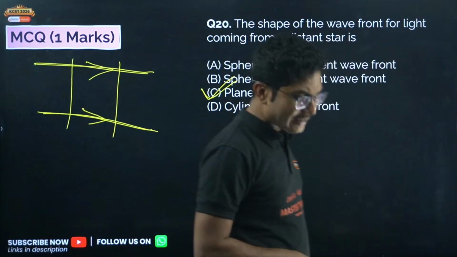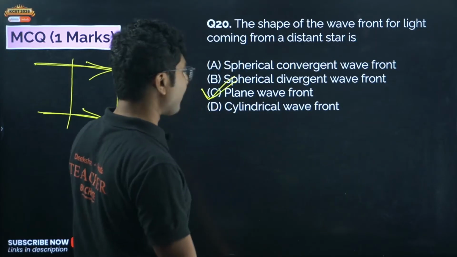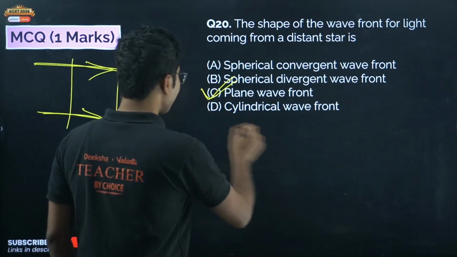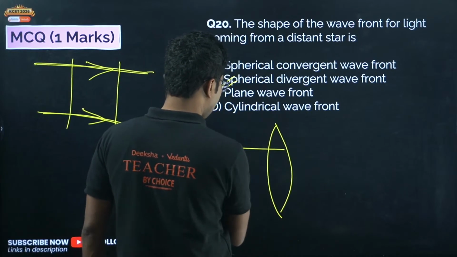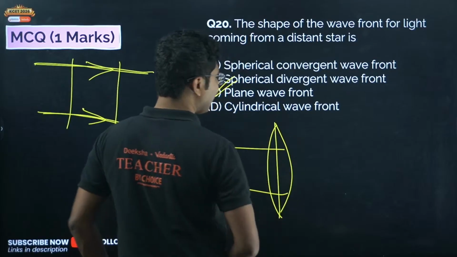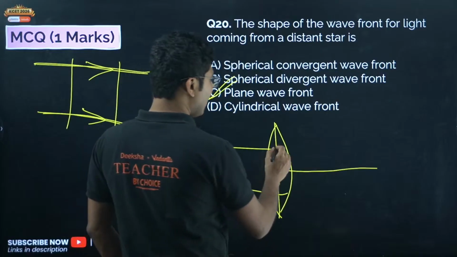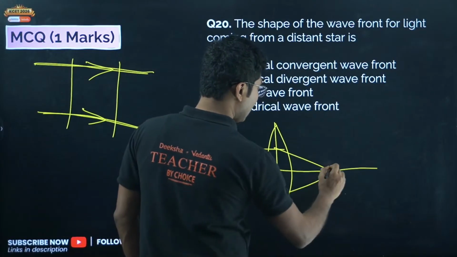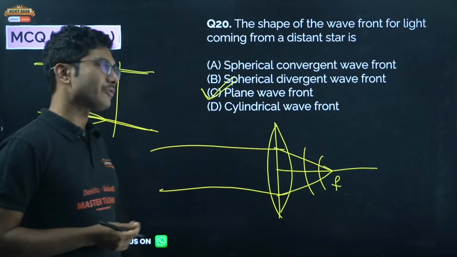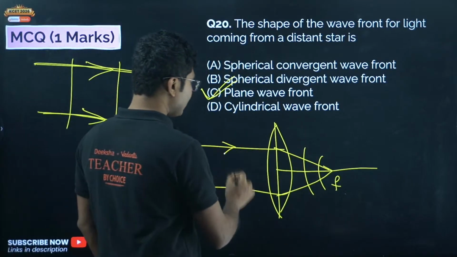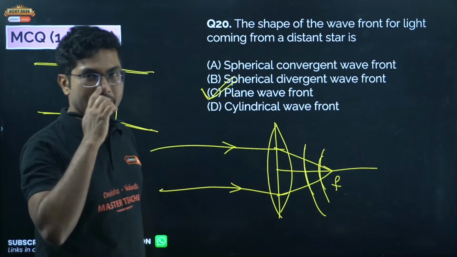Yes, the object is placed at infinity. If the object is placed at infinity, then the wavefront will be plane. Now for a convex lens, if the same question is asked, that a ray of light from a distant star falls on a convex lens, then this question came in KCET last year. The rays will converge at the focus and you will get a wavefront like this. That was a diagram-based question in KCET. The question is very simple, but you have to understand that it will curve inward.